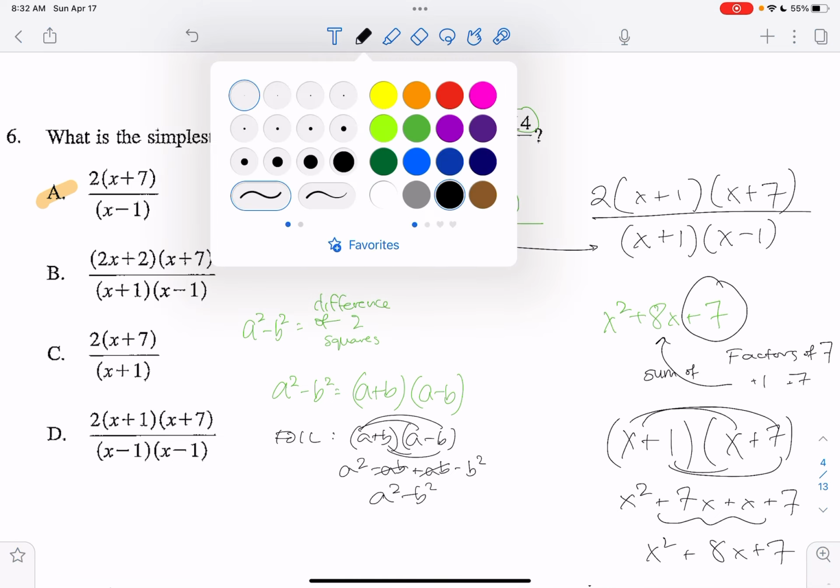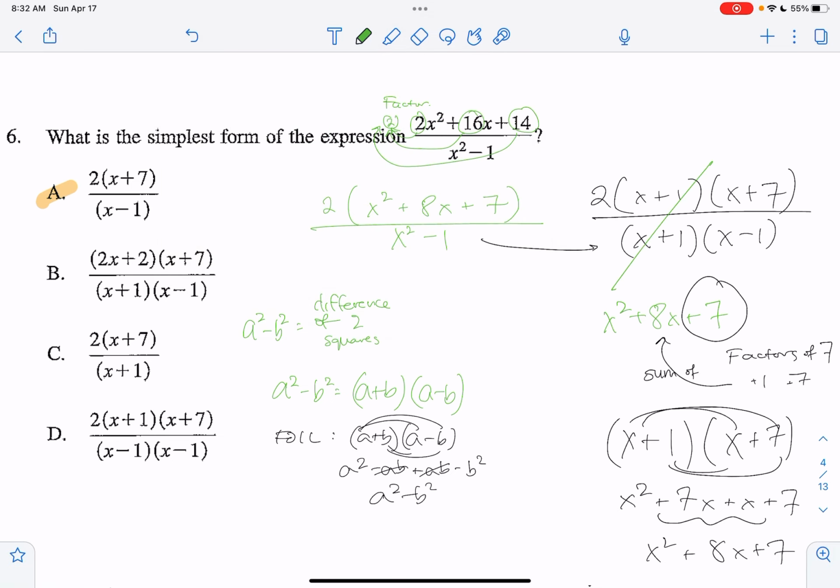And here, notice that the x plus 1 factor will cancel out. So when you simplify this, you have choice A left. 2 times x plus 7 in parentheses divided by x minus 1.